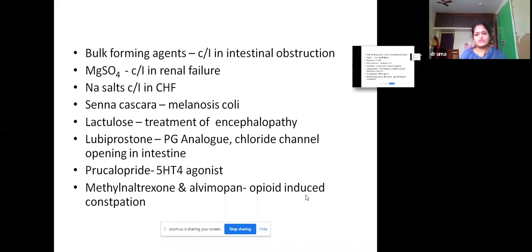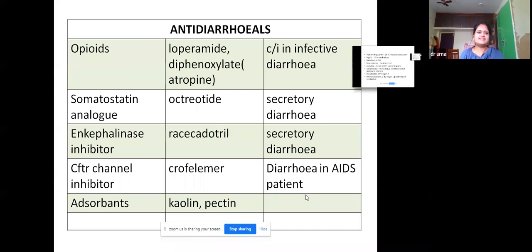The drugs used for opioid-induced constipation are methylnaltrexone and alvimopan. They are peripheral opioid antagonists. And antidiarrheals, the opioids, include loperamide and diphenoxylate. It is given along with atropine to prevent abuse liability.